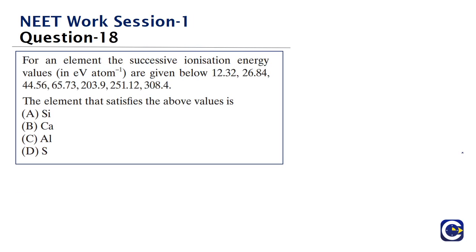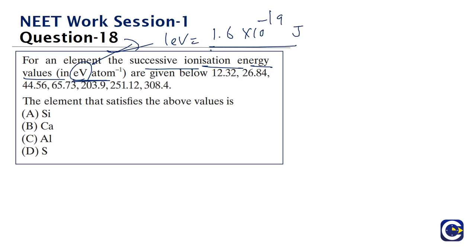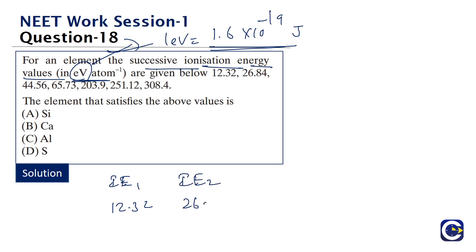So look at this. For an element, the successive ionization energy values in electron volt per atom. Electron volt is a small unit of energy. What is the conversion? 1 electron volt will be equal to 1.6 × 10^-19 joules. Successive ionization energy values means what? This is what we're talking about, right? IE1 is 12.32, then IE2, we can see it clearly, yeah? Successive values will keep increasing. Then IE3, what is the third?